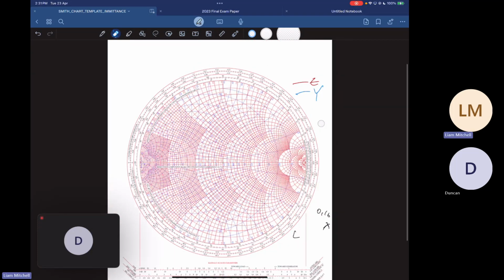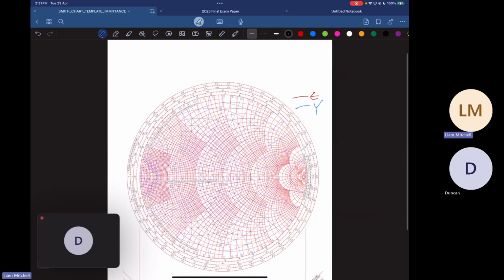Let's just pick any random point. No, that's on the unit circle, that's a bad point. Let's look here, for example. Let's say this is our load impedance. How do we match this to 50 ohms? Our Z naught is 50 ohms.